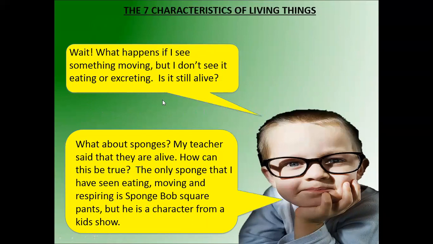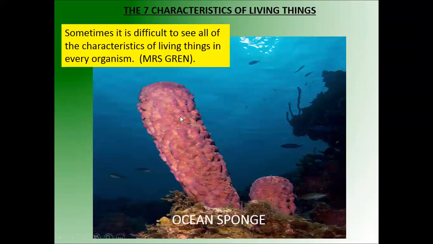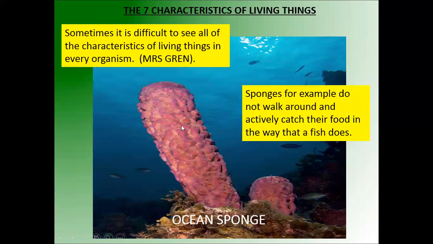Now let's go deeper to talk about the sponges themselves. Sponges are organisms that live in the ocean. They are huge. This is the size of a sponge. Sponges show some characteristics of living things, which we're going to discuss. Sometimes it's difficult to see all the characteristics of living things in every organism. Not all the time. You're going to see some, you're not going to find some.